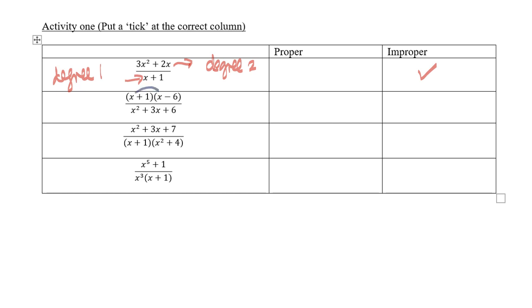If you take x times x, that will give you x squared and some other terms for your numerator. That means the degree of your numerator is 2. And the denominator is also degree 2. When the numerator and the denominator have the same degree, it is an improper fraction.